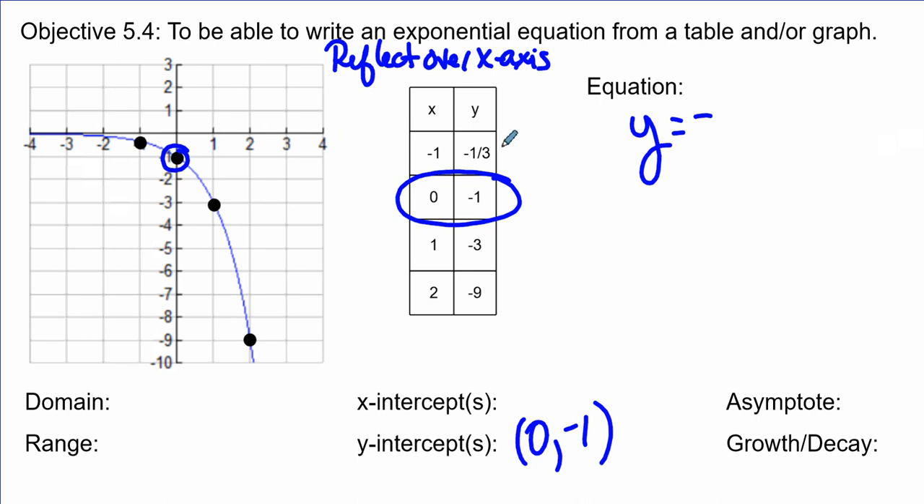We're going to take a look at the changes of the outputs because we have -1/3, -1, -3, -9. And so if I'm looking as I'm proceeding along from one to the next, I can see that I'm multiplying by 3 each time. So that's a clue as to what the base for my equation should be.